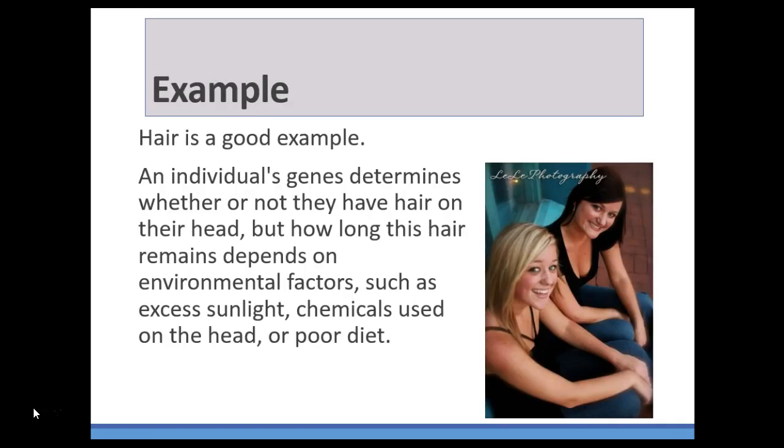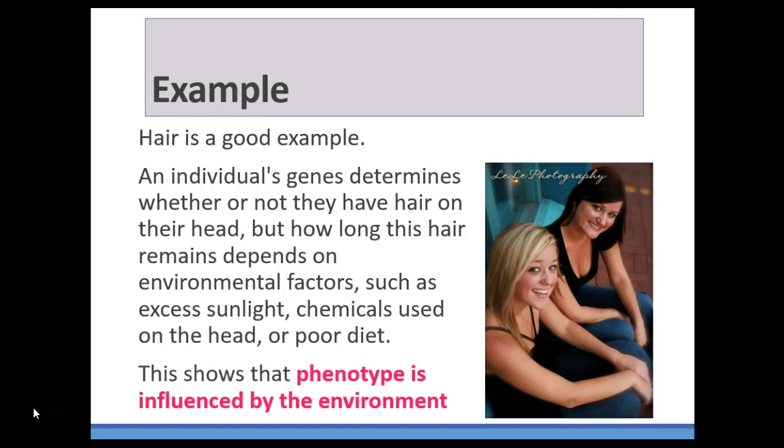Hair is a good example. An individual's genes determine whether or not they have hair on their head, but how long that hair is and how healthy it remains depends on environmental factors such as excess sunlight, chemicals used on the head, or a poor diet. This shows that phenotype is influenced by the environment.